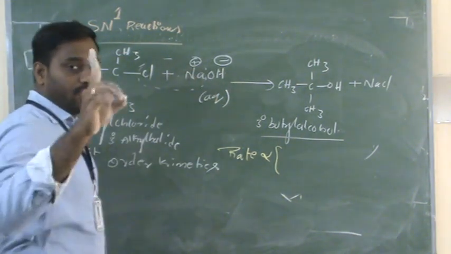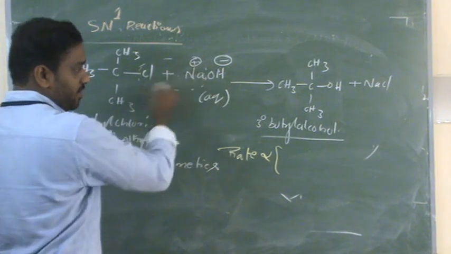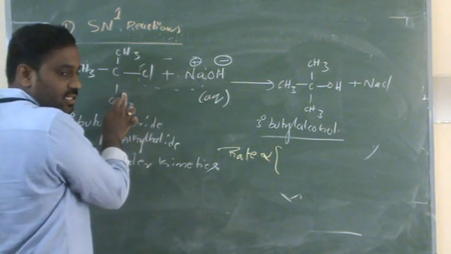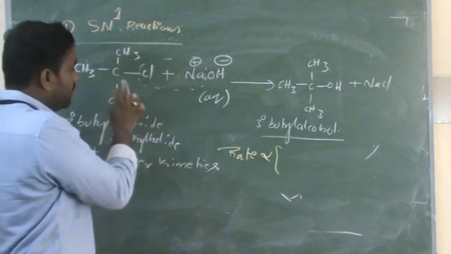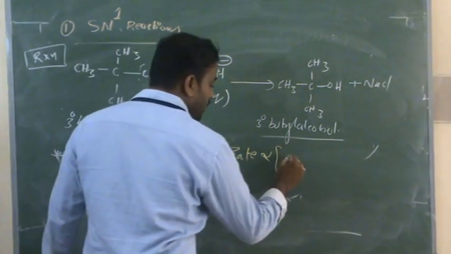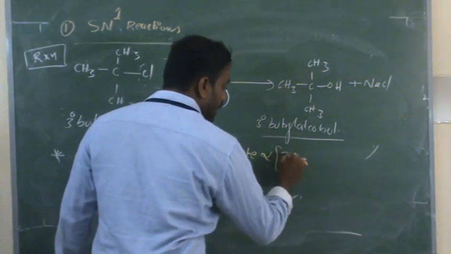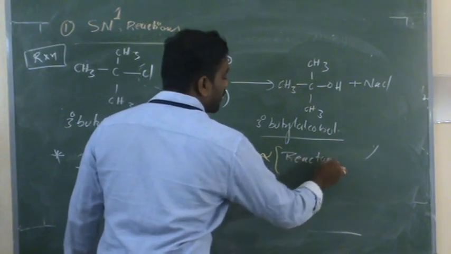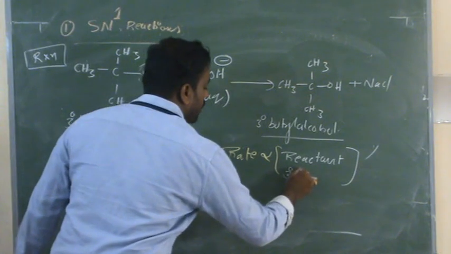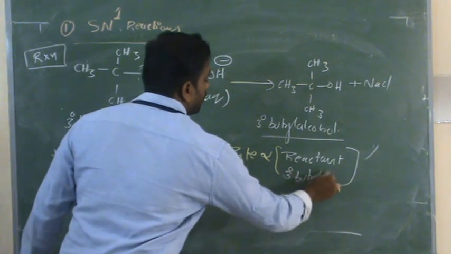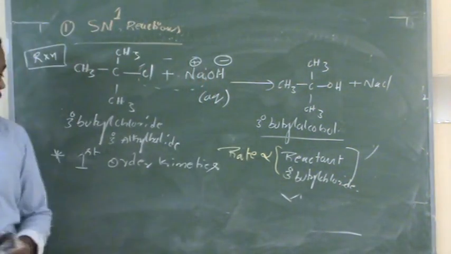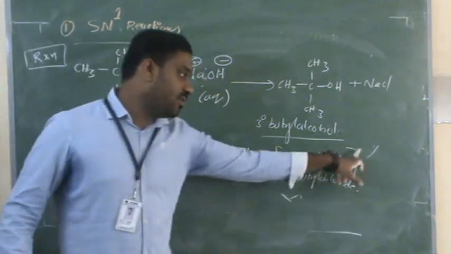Among Na plus and OH minus, which is a nucleophile? OH minus is a nucleophile. Na plus is not a nucleophile. The entire alkyl halide is called the reactant, and this is the nucleophile. The rate of the reaction depends only on the reactant. What is the reactant here? The reactant is tertiary butyl chloride.